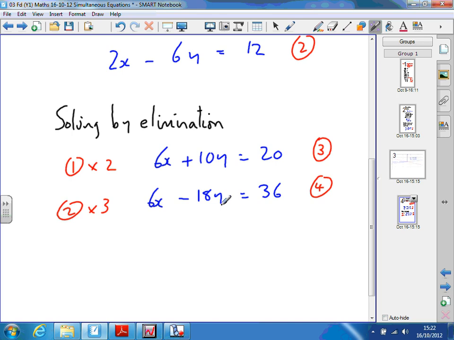So I'm going to look at this and say, right, it's more convenient to do equation 3 take away equation 4. So I end up with positive y's. So then I get 10y, 6x minus 6x, that's gone, that's the whole point. 10y minus minus 18y is 28y equals 20 minus 36, which is minus 16.